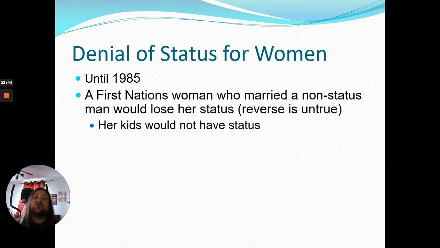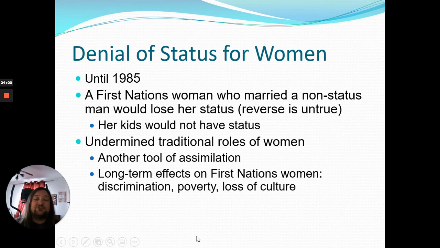The reverse is not true. A First Nations or status Indian man who married a non-status woman would not lose his status. His wife would actually gain status, right? But that didn't happen as much as the reverse. So it was in the interest of the federal government to do this because it undermined traditional roles of women who, in many nations, as we've already started to learn with the Haudenosaunee cultures and other First Nations cultures, had central roles. To remove status from a lot of First Nations women is a tool of assimilation because you're talking about large chunks of people who would not ever have status. This is what happened in my family, right?